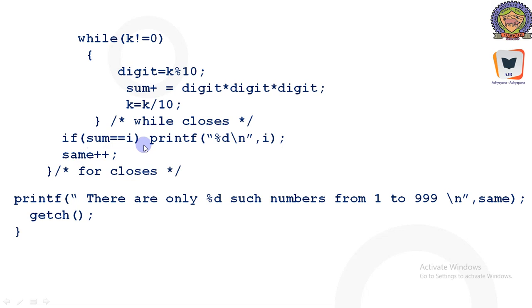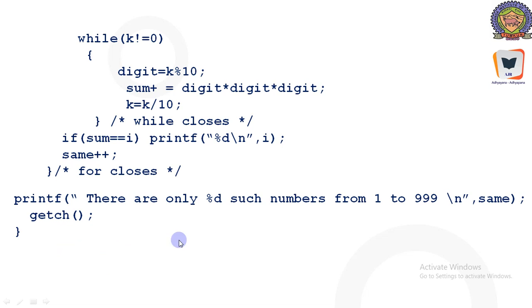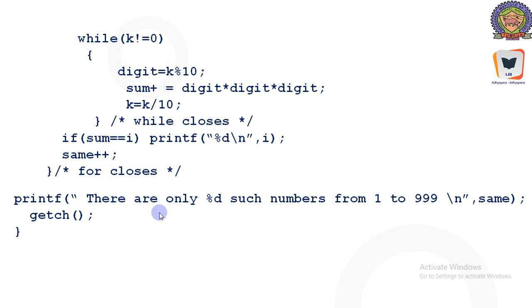If sum equal to i, if sum happens to be the original number, then it will be printed and same plus plus. Same counts how many Armstrong numbers we found. Same was set to 0 because we never found any in the beginning of the cyclic procedure, and here same will get 1.